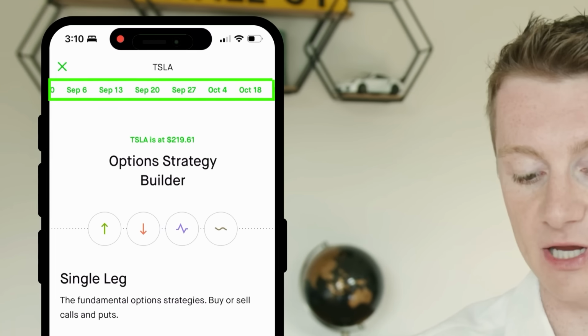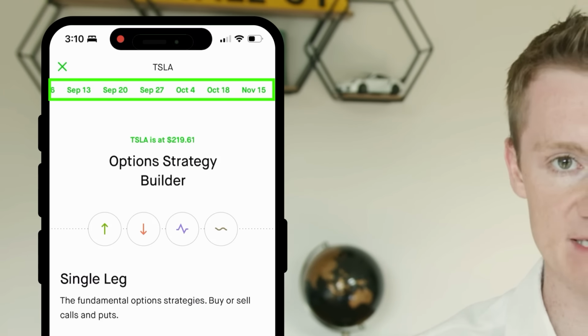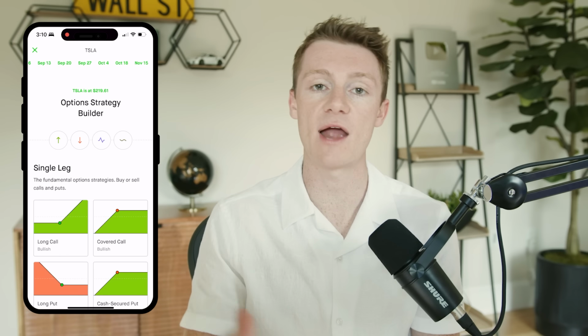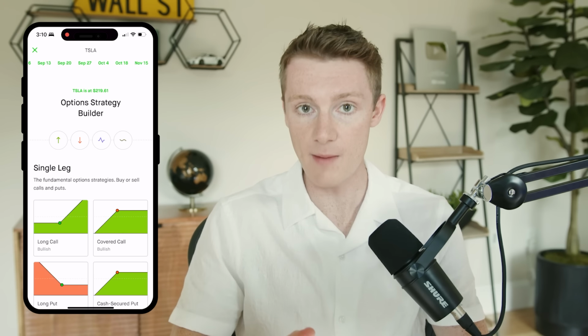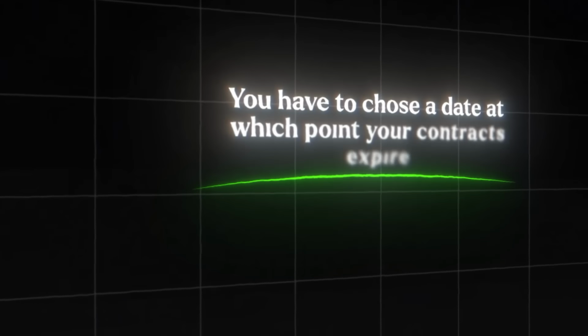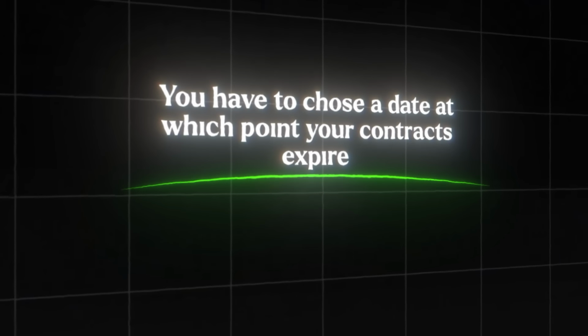So once you've done that, now you should see the trade options button. We're gonna click on that button, and across the top here, you can see we've got all of these dates. Now these dates are our expiration dates. Now remember, with options, you have to choose a date at which point your contracts expire. Now the closer that date, the riskier those contracts are going to be, and the further away that date is, the safer those contracts are going to be.